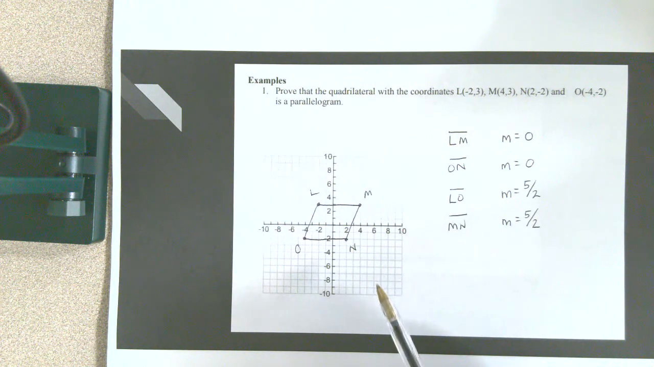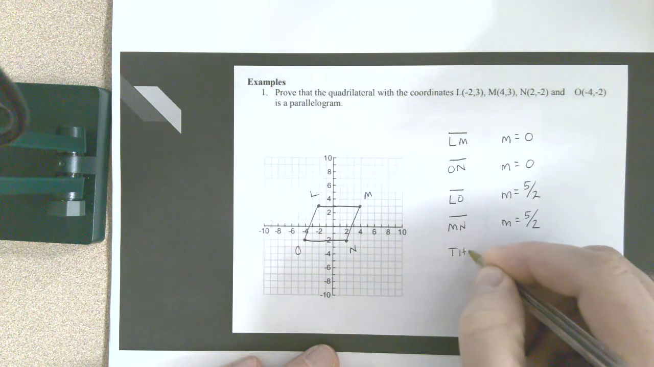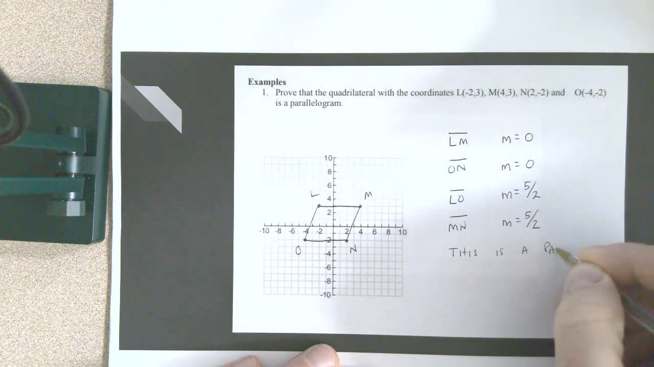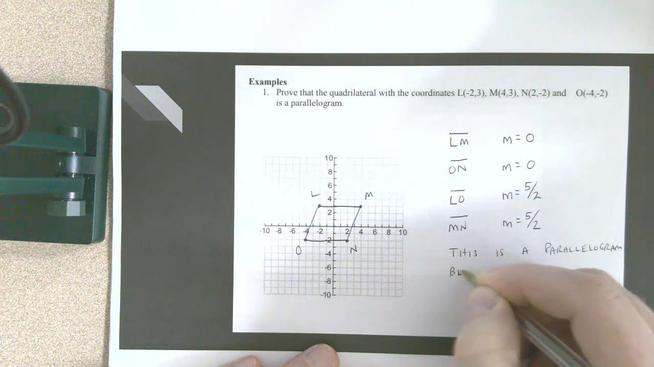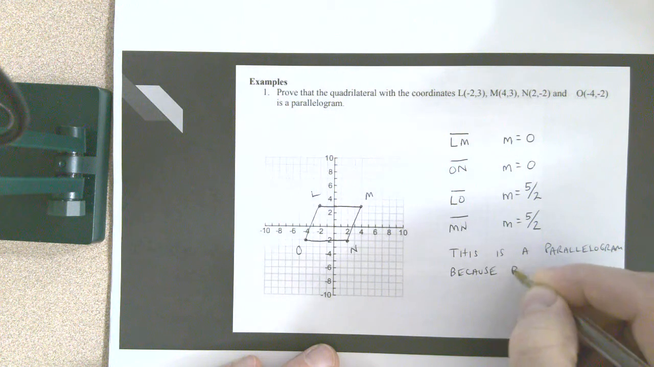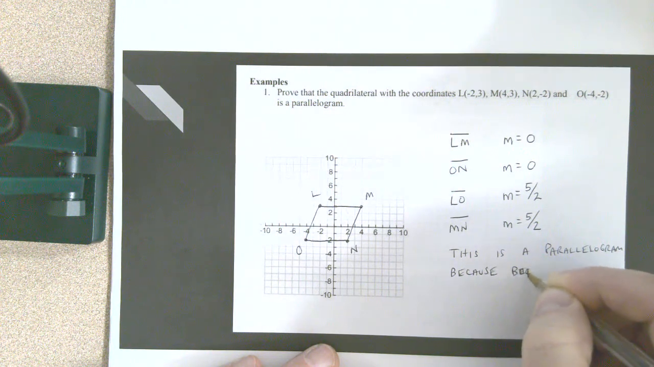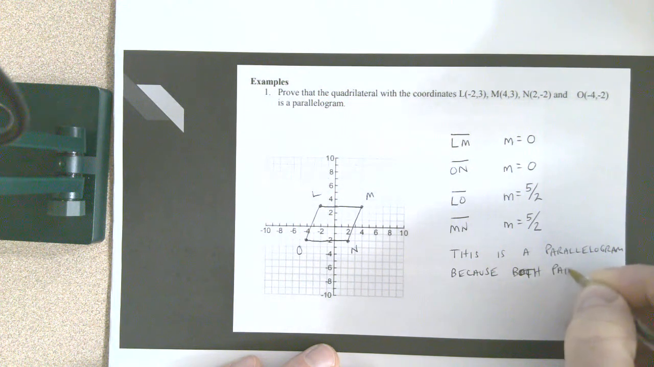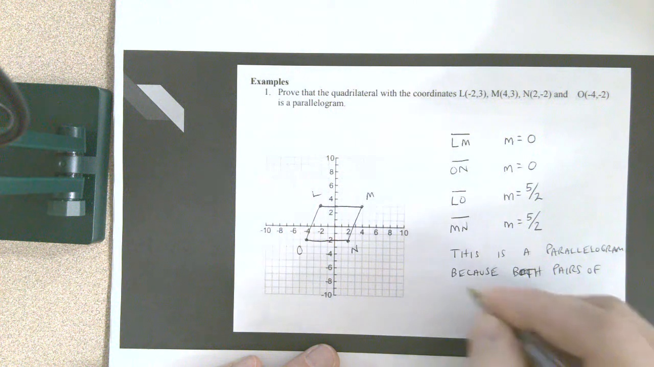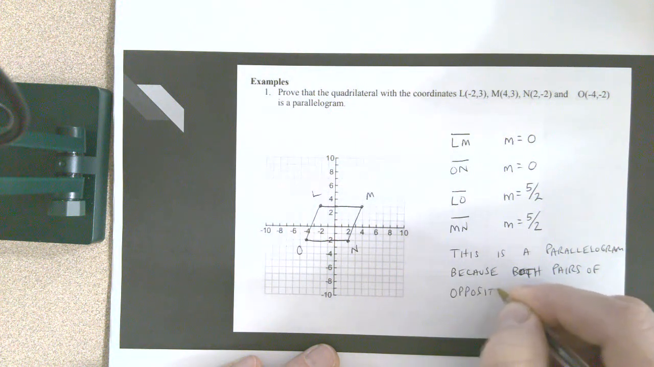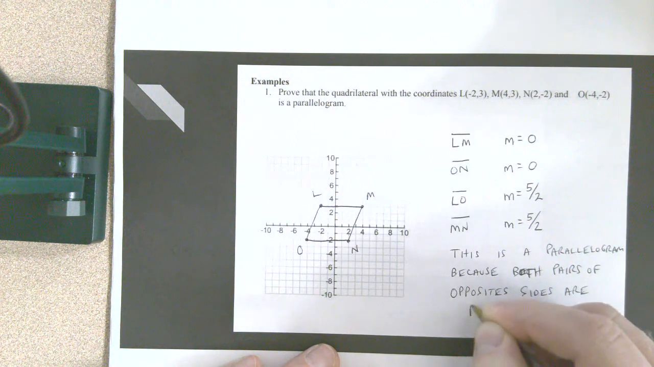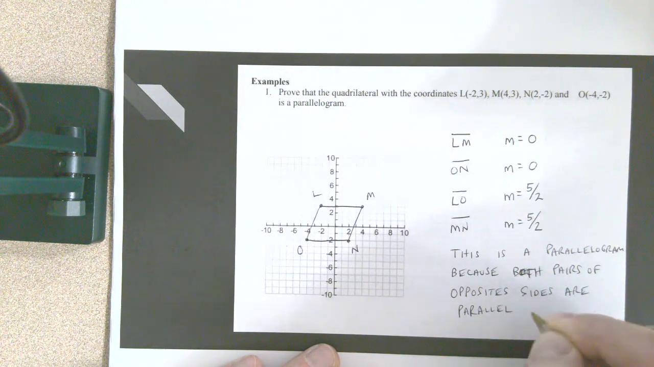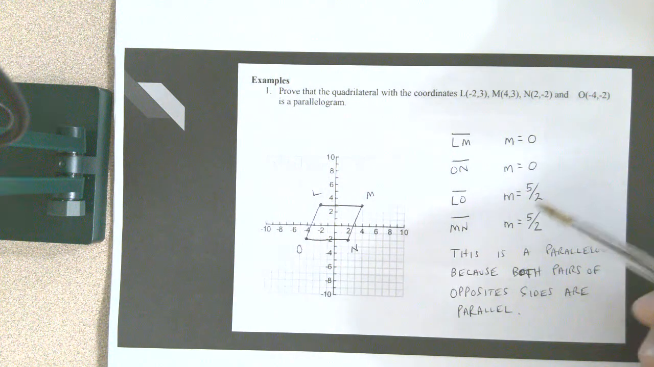And the last part of this problem is you explaining that. You'd say this is a parallelogram because both pairs of opposite sides are parallel. Again, the slopes tell us that they're parallel.